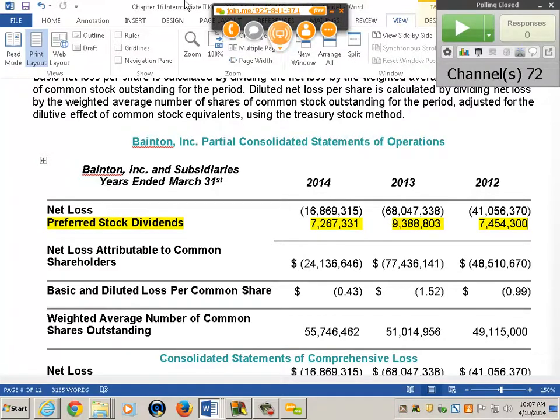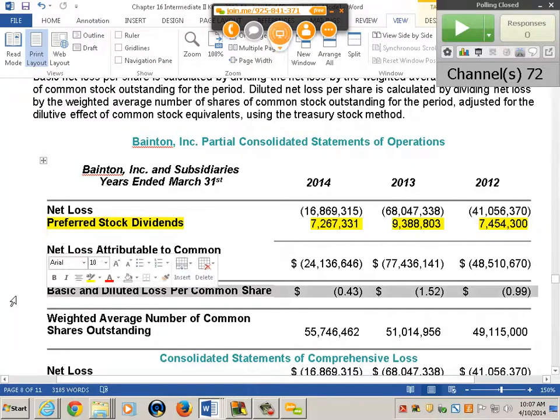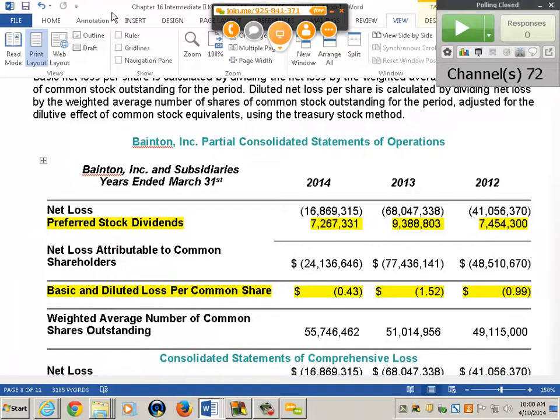What I want you to notice is that if you're looking at 2014, the net loss of $16,869,315 is increased by the preferred dividends. So the preferred dividends increase the net loss to $24,136,646. Once again, the net loss is increased by the preferred dividend requirements, and the basic and the diluted EPS is going to be 43 cents per share.